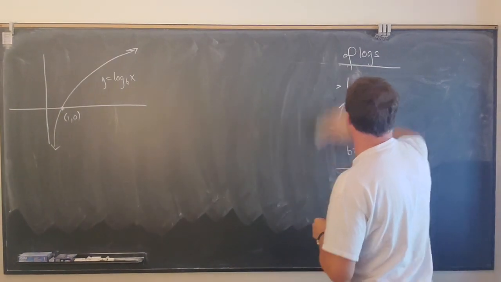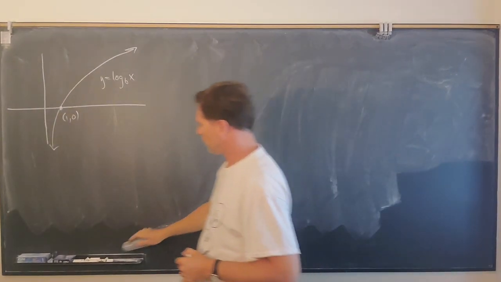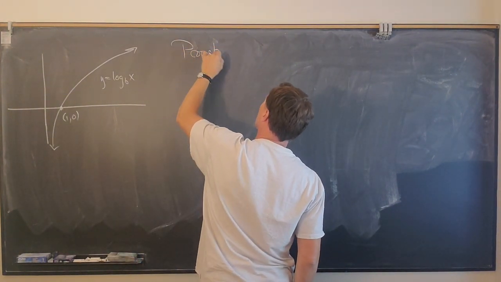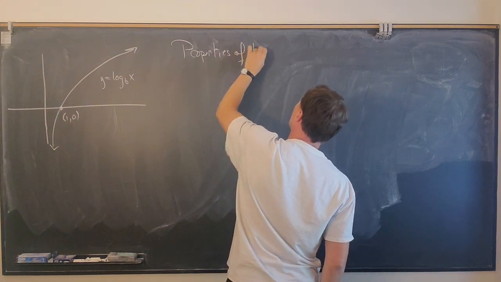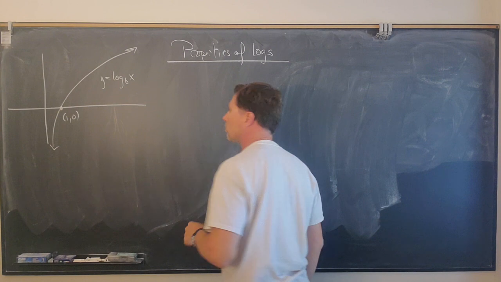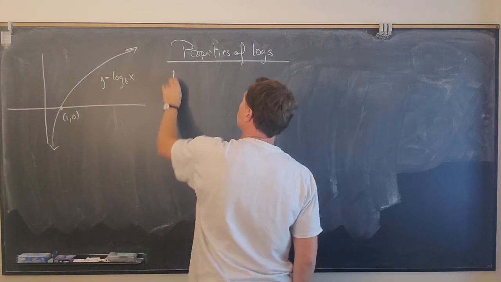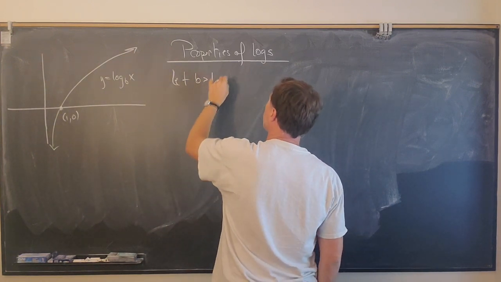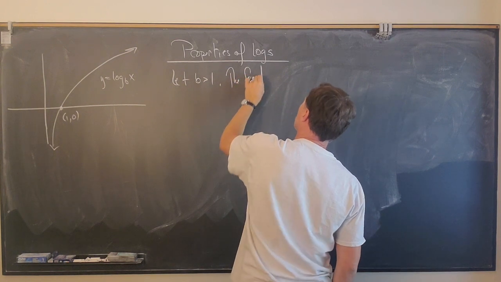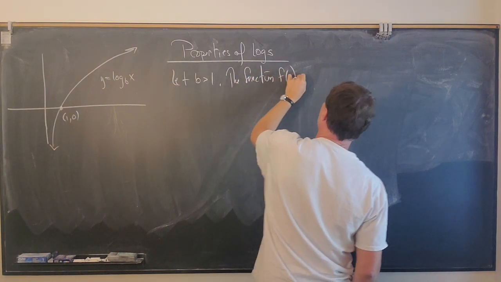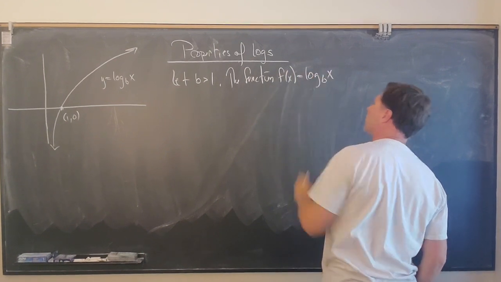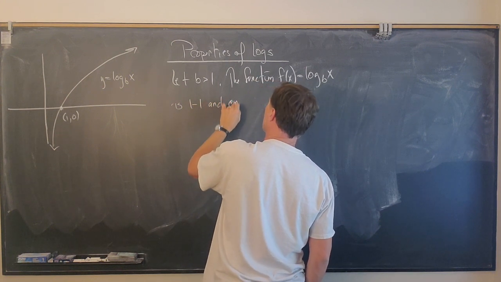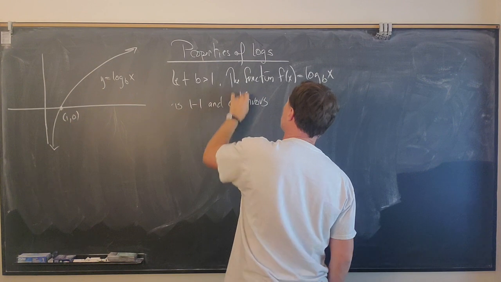This leads us to certain properties of logs. Some of this I think will be review for you, hopefully. So let's say properties of logs. Let b be greater than 1. The function f of x equal to log base b of x is 1 to 1 and continuous with domain.